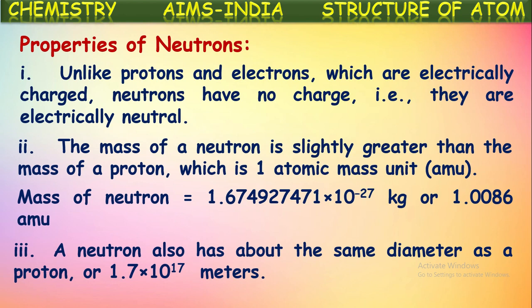A neutron also has about the same diameter as a proton, that is 1.7 into 10 to the power of minus 17 meters. It should be minus 17 meters. So proton and neutron have almost the same size.